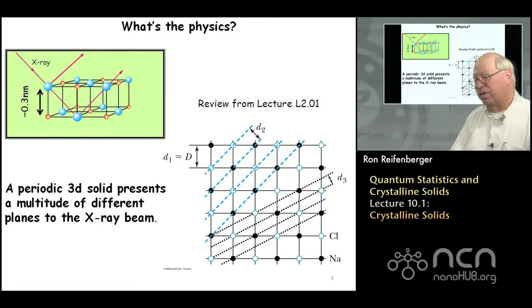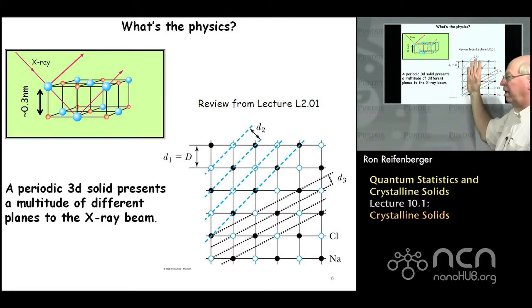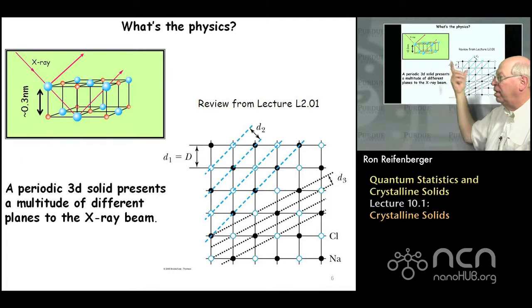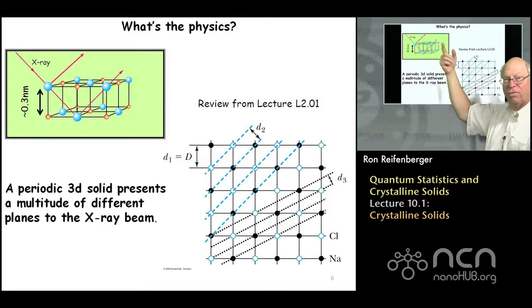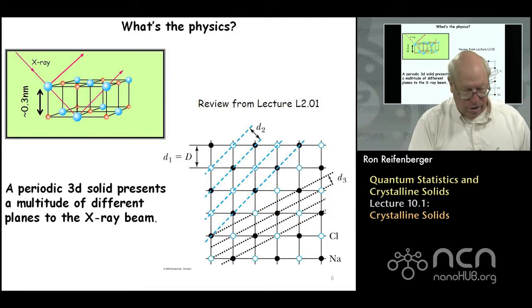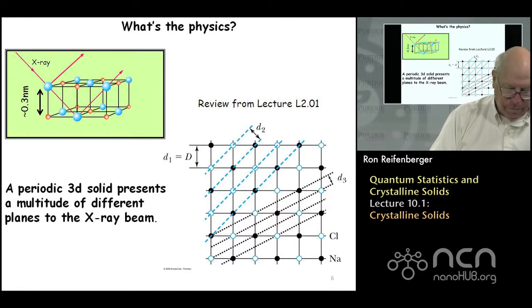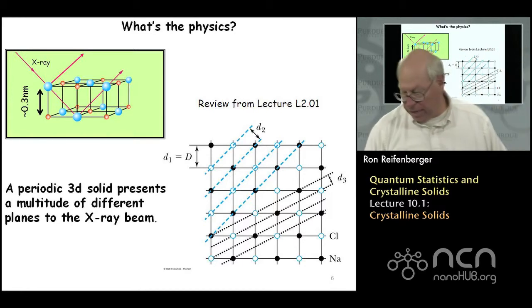So the problem, of course, with this very simple discussion is that if you have an ordered array of atoms, you can imagine drawing many different crystalline planes with respect to that array of atoms. I just sketch out a few of these crystalline planes here. And so the challenge is to work out a simple formalism to describe how this X-ray beam interacts with these different planes and predict where these regions of constructive interference are going to occur. That's the problem that besets this discussion.